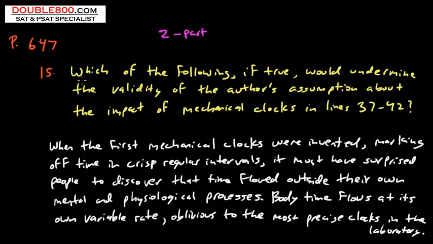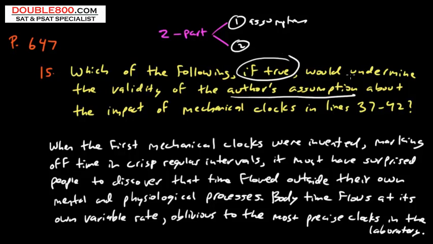So the question states, which of the following, if true, would undermine the validity of the author's assumption about the impact of mechanical clocks in lines 37 to 42? The reason I call it the two-part question is part one involves finding the author's assumption, and I've reproduced the relevant passage below. So we have to glean the assumption. But part two, once you understand it, we have to review the choices and find which of the following, if true in the answer choice, would undermine the author's point of view.